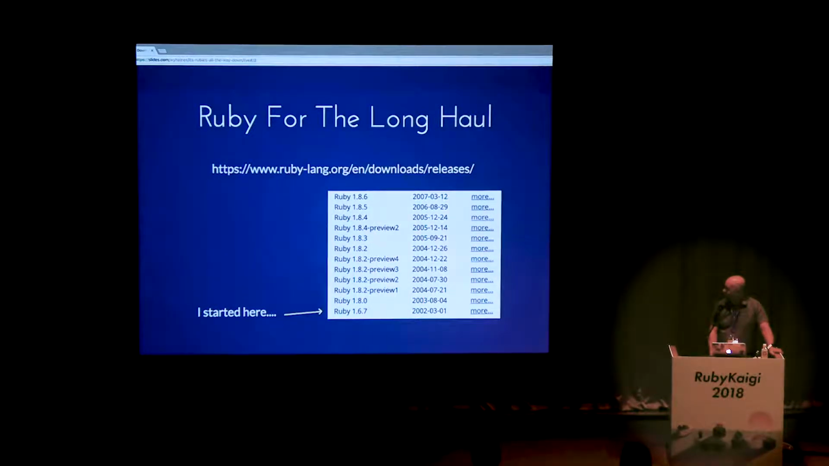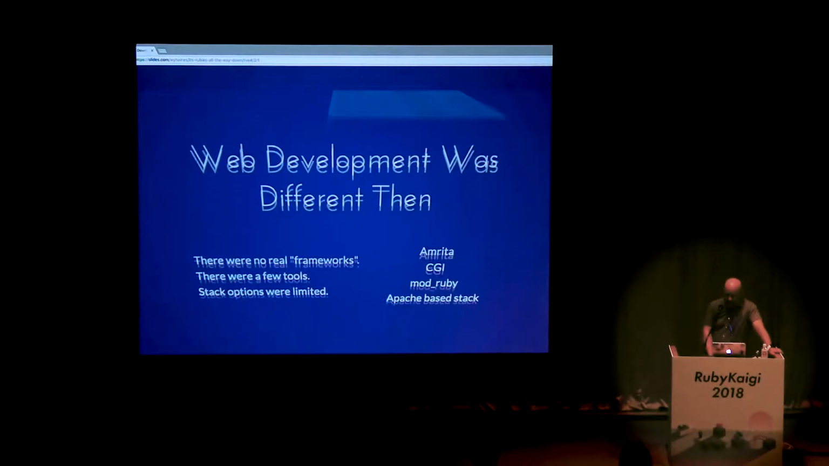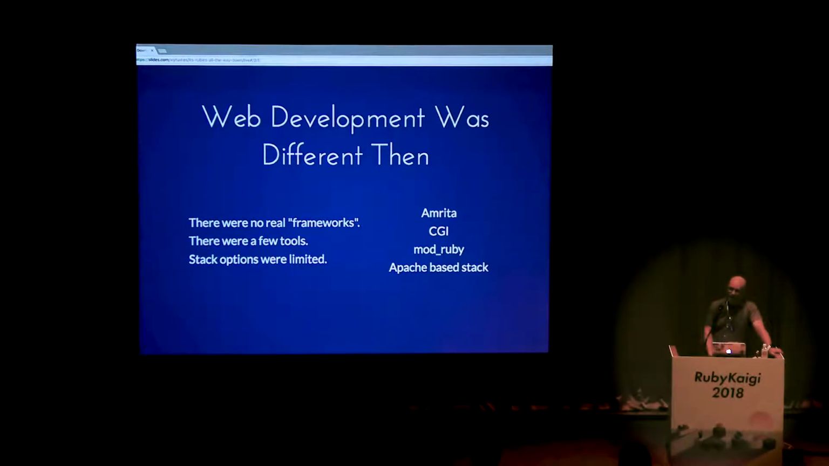So when I started Ruby, I actually started before 1.6.7. That was just the bottom of the list on the Ruby Lang releases. My first version was 1.6.6. And at the time, web development was very different than the way it is now. There were no frameworks. There weren't very many tools. I came to Ruby from Perl, and in the Perl world, there were a lot of tools. And when I started looking at what there was in Ruby, there wasn't very much.